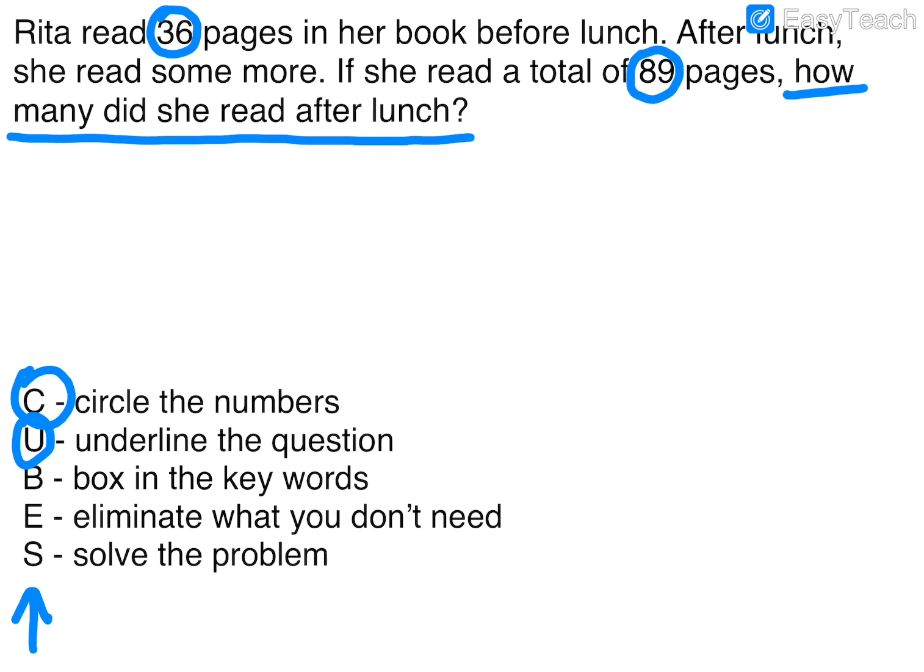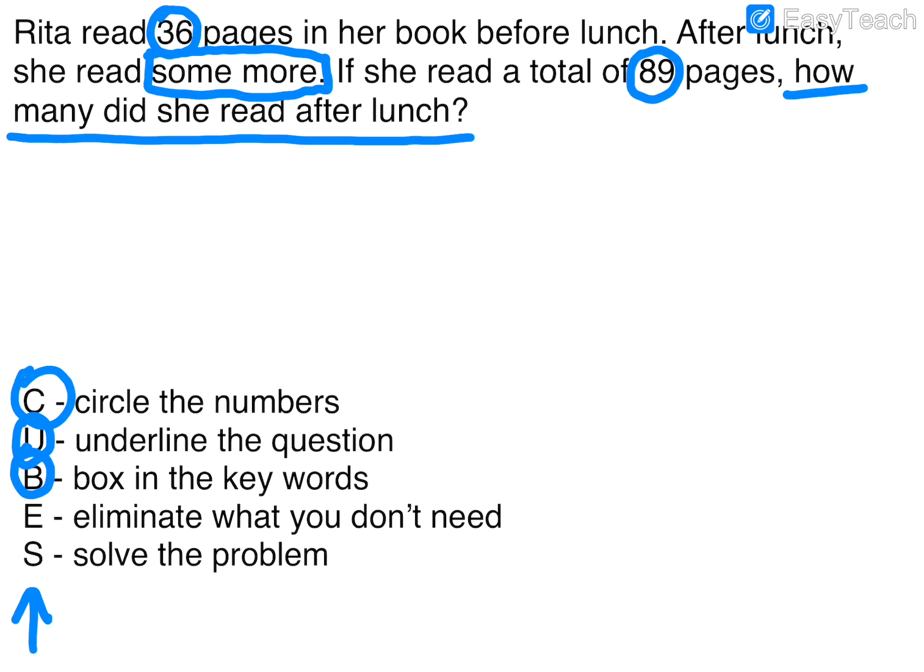Next, we're going to do B. B stands for box in the key words. When I was reading this the first time, I noticed something very important. I noticed these words, some more. When I see the words some more, that automatically tells me this is going to be an addition problem.